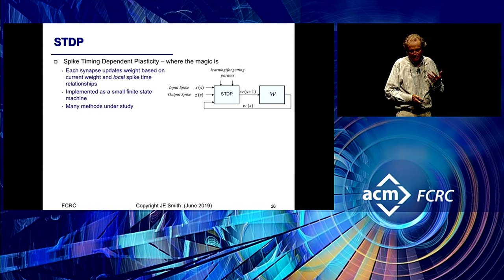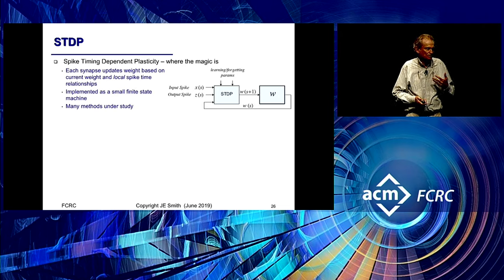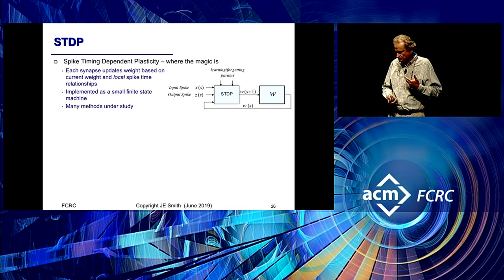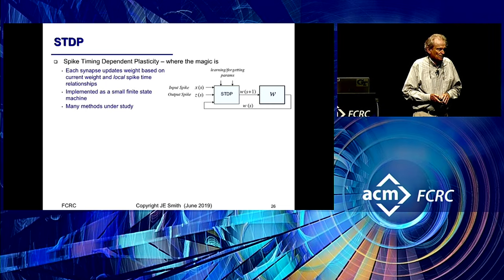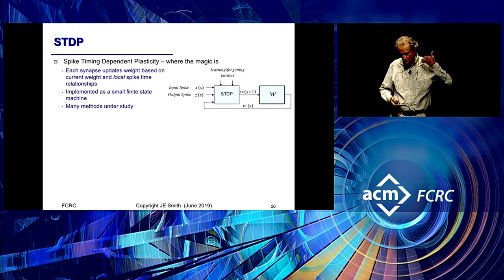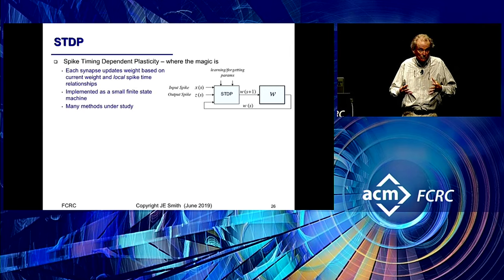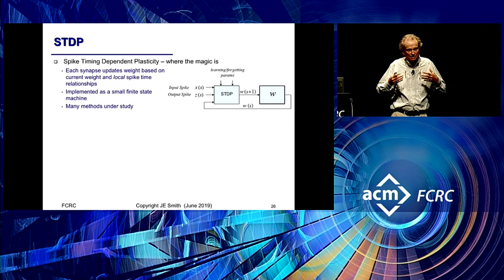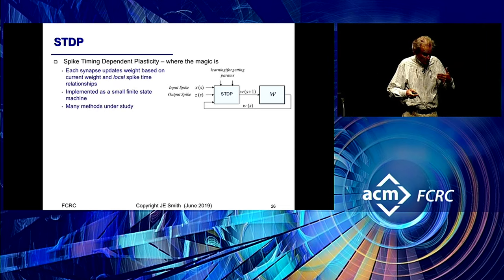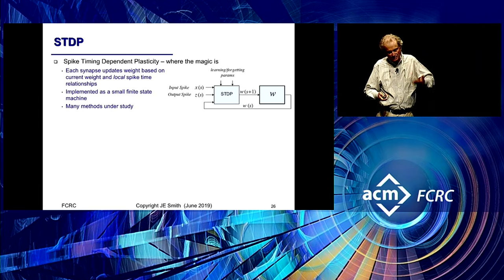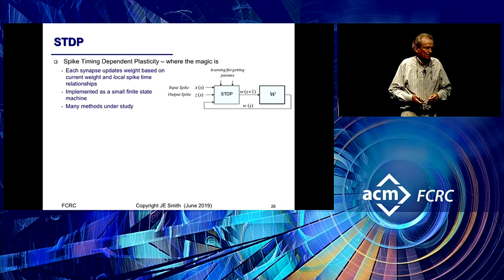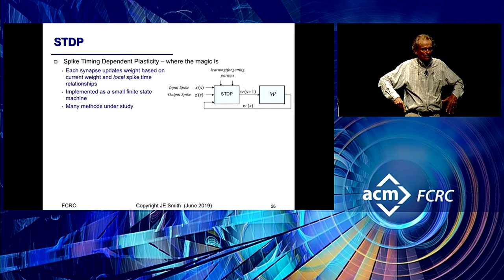And I'm using STDP here in a generic sense. The idea is that each synapse updates its weight based only on information local to it. The only thing that a given synapse sees is its own input spike. Of course, it's aware of its own weight. The weight is like a finite state machine. The weight is the state. And it's also aware of when its neuron, the thing it's attached to, spikes. So the only information is: does it get an input spike and when does it occur? Does its neuron output spike and when does it occur? And its current weight. Based on that local information alone, it updates the state.